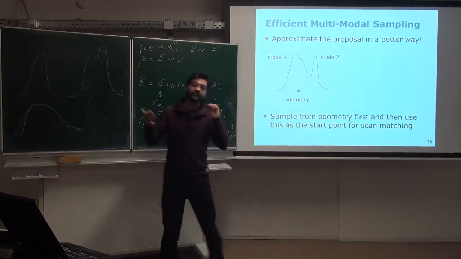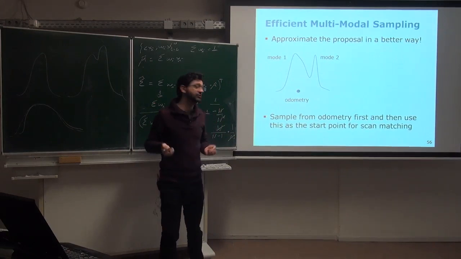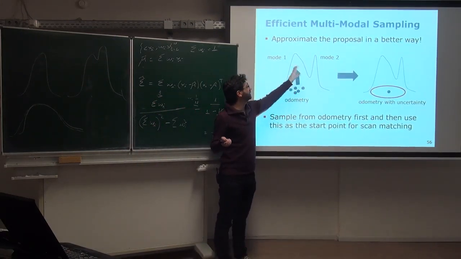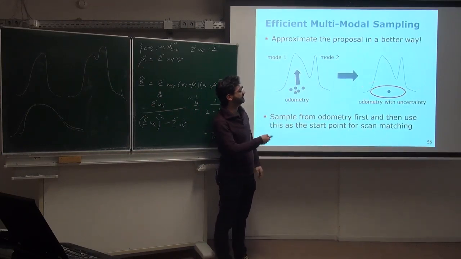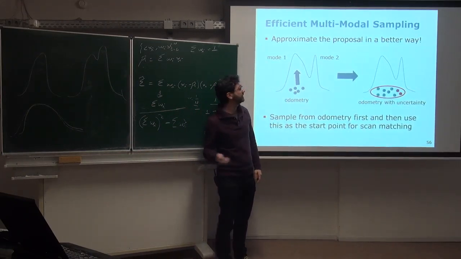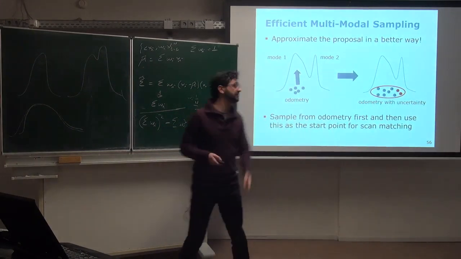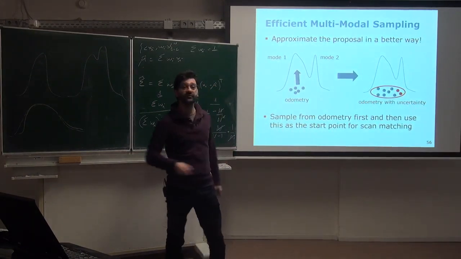You can do something different if you just change the order of this operation. Instead of doing this, the odometry, scan matcher, and sample, you can just take this uncertainty of my odometry, take different samples, and then try to do a scan matching aligned with these different samples.